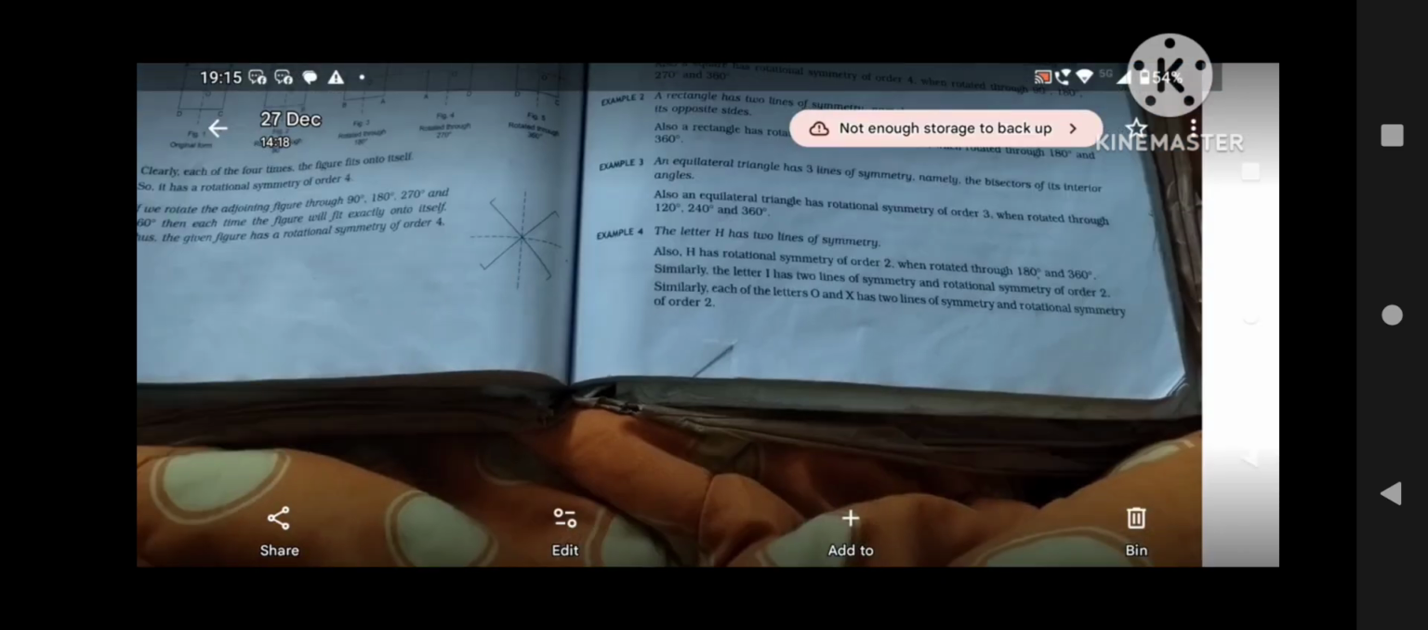4. The letter H has two lines of symmetry. Also, H has a rotational symmetry of order 2 when rotated through 180 degrees and 360 degrees. Similarly, the letter I has two lines of symmetry and rotational symmetry of order 2. Similarly, each of the letters O and X has two lines of symmetry and rotational symmetry of order 2.